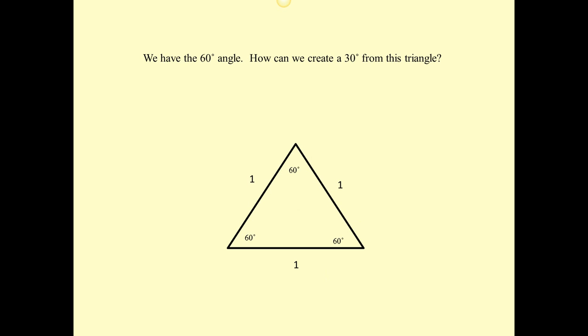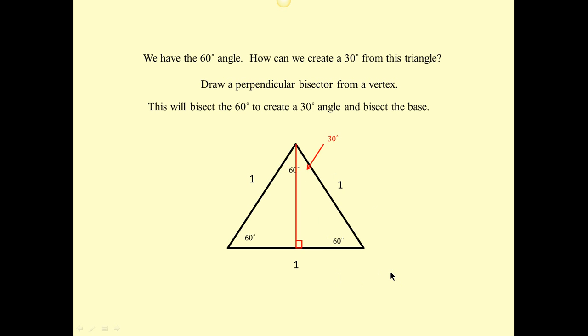Since we have an equilateral triangle with 60 degree angles, how can we create a 30 degree angle from this triangle? You may recall from geometry that we can bisect an angle using a perpendicular bisector, and that will create a right triangle that bisects the angle and bisects the base. This will provide us a 30 degree angle, and the base will now be 1/2. We will use this right triangle to obtain the trigonometric values for the 30 and 60 degree angles.